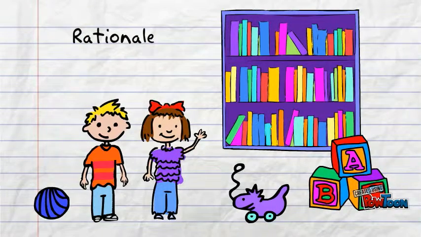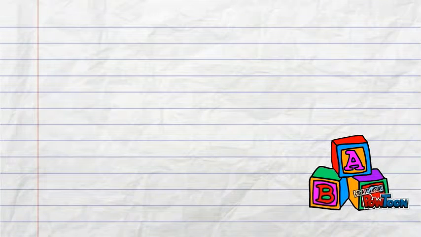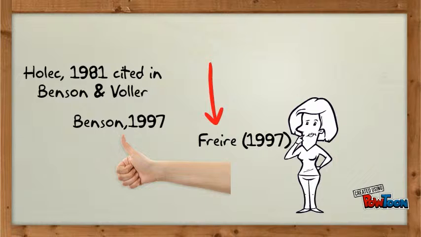Let's see the rationale that can support those concepts and ideas. For a definition of autonomy, we might quote Holec, 1981, cited in Benson and Voller, 1997, who describes it as the ability to take charge of one's learning.